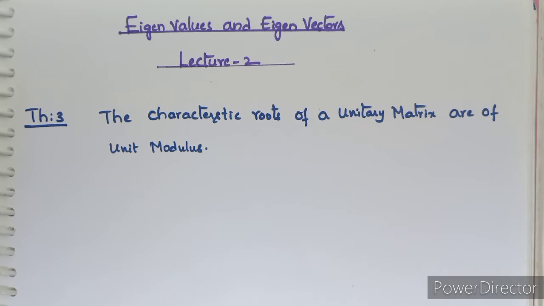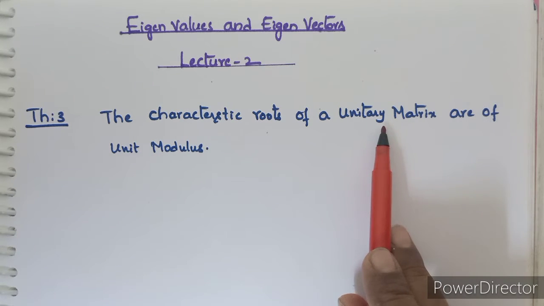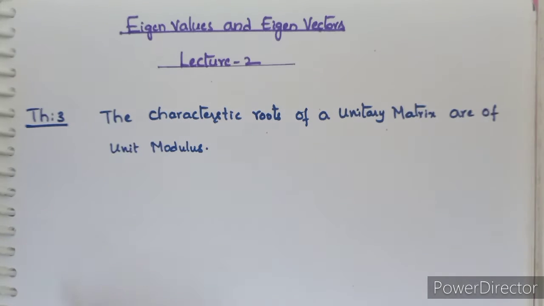Today we'll discuss two more theorems in the chapter Eigenvalues and Eigenvectors. In the last class we have seen two theorems. Now we will see theorem number 3. The characteristic roots of a unitary matrix are of unit modulus. Very important bit, this is also.